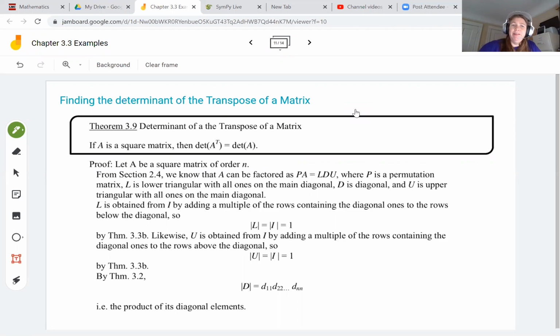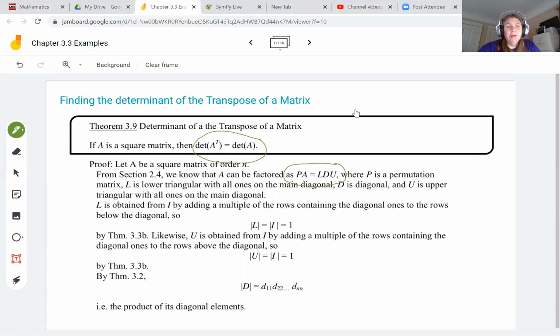That says if A is a square matrix, then the determinant of A transpose is equal to the determinant of A. So for our proof, we're going to start with A is a square matrix of order n. And then we know from section 2.4 that A can be factored into lower and upper triangular decomposition. So it can be factored as matrix P times A equals LDU, where P is a permutation matrix, L is a lower triangular matrix with all the ones on the main diagonal, D is a diagonal matrix, and U is the upper triangular with all the ones on the main diagonal.